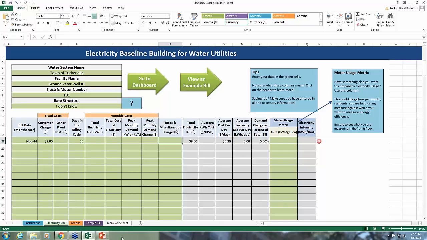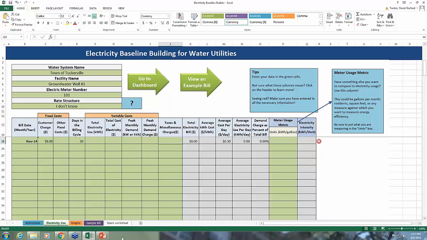Great, thanks, David. So the next question we have is, this person has 2 different electrical providers and 2 different pricing structures. One will not substitute for the other. Is there any way to make sense of that in the spreadsheet? So it sounds like part of the water system is served by one electric provider and another part of the system is served by another electric provider.